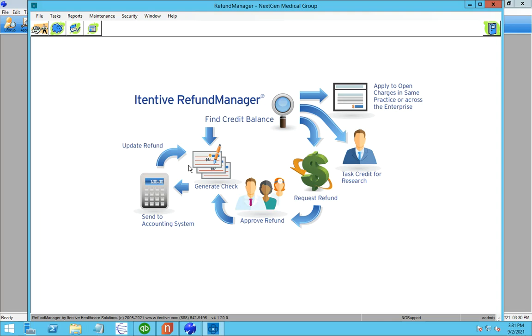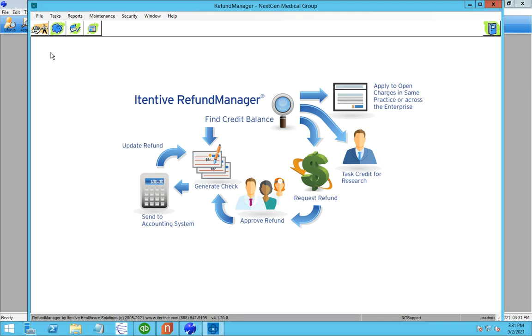In our demonstration today, we're going to cover how RefundManager works. In our demo environment, we have QuickBooks as the accounting system of choice. However, RefundManager supports about 18 different accounting systems, both through APIs and through files.